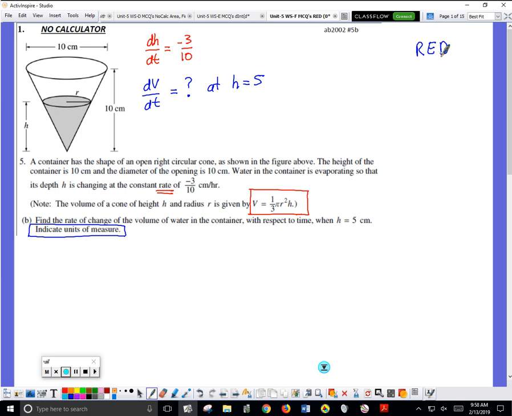The acronym she came up with was RED. The R stands for read the problem and record all of the rates that you read about. Read the problem and write down, record, all the rates that you read about. So we've done that. As we read the problem, they discussed the rate at which the height is changing. They discussed the rate at which the volume is changing. So we wrote them down. I promise this helps a lot.